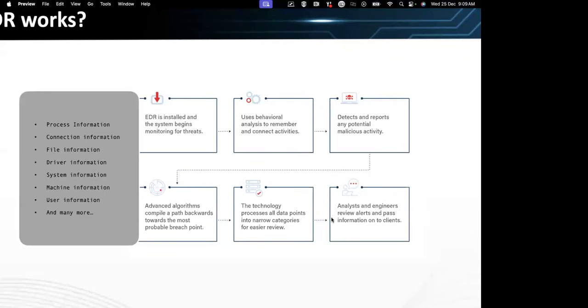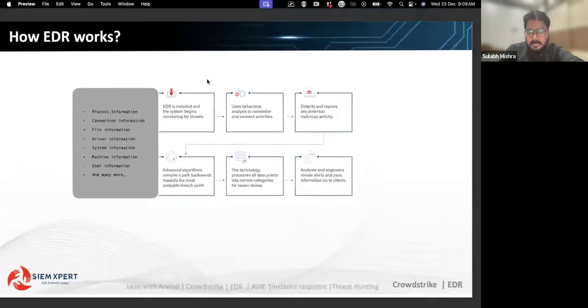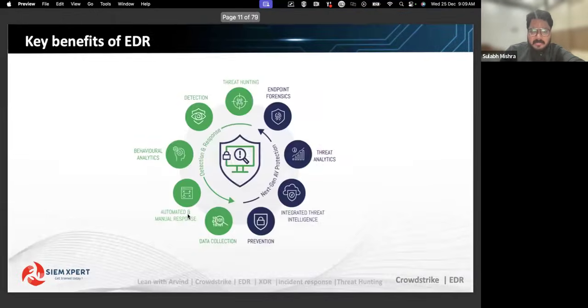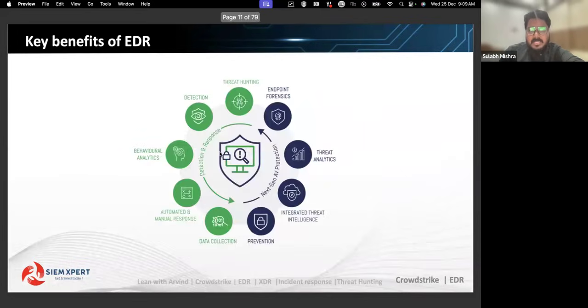Sure, sir. So this is basically how the entire process of EDR works. Now let's see what the key benefits are. We discussed here that it is going to do the behavior based techniques, and also use analytics and some of the advanced technologies to represent the data. Now let's see what the key benefits are that we get out of EDR.